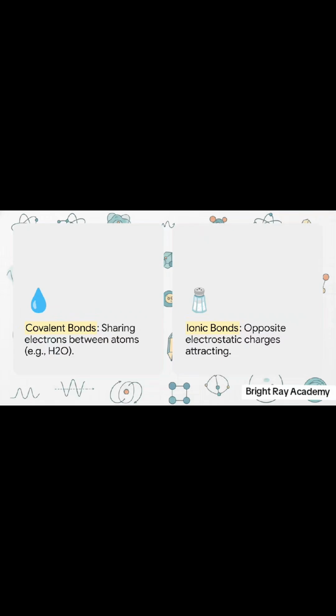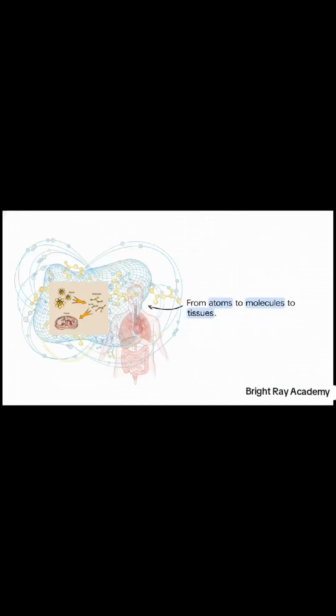On the flip side, we have ionic bonds. This happens when an atom completely gives up or gains an electron, which creates a stark imbalance. The resulting positive and negative electrostatic charges strongly attract each other, locking atoms together, like sodium and chlorine snapping together to make table salt. And here is why this matters to us.